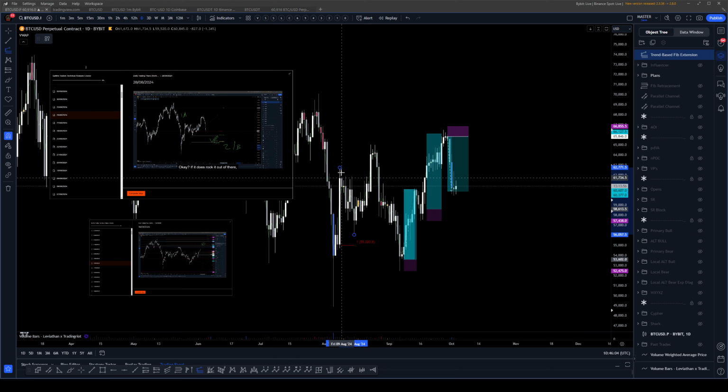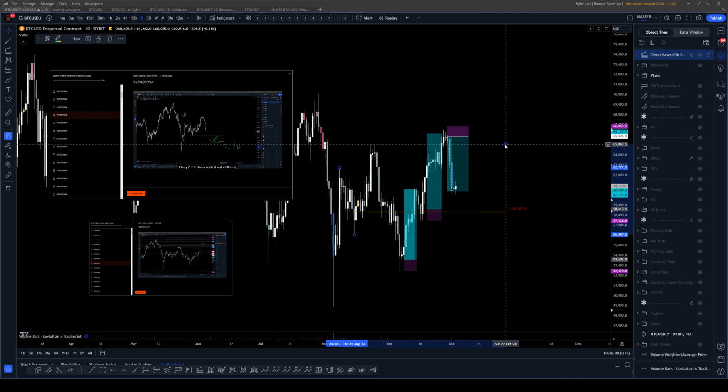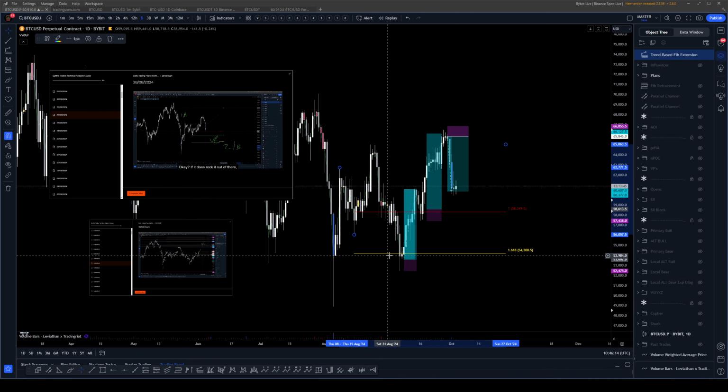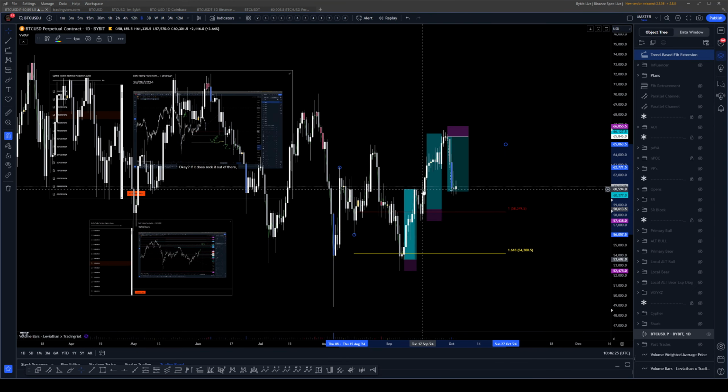So therefore, taking the A wave and then projecting it from the B wave. And if I just double click this, throw on the 1618, you can see here, there you go, we came down into that 1618. Okay. We did have some confluence down here. We did have a naked point of control down here. And effectively, this is what we came down into. And as you can see, came down, and then this is where we got the bounce from.